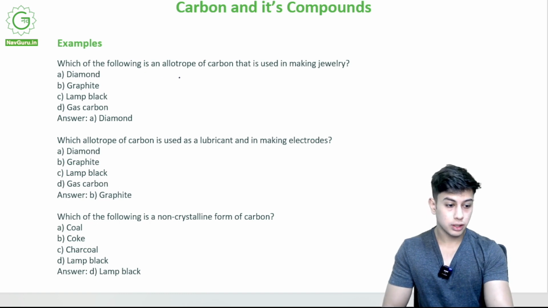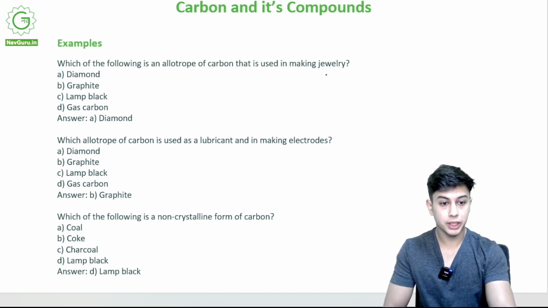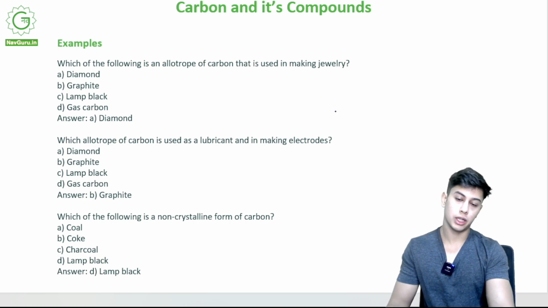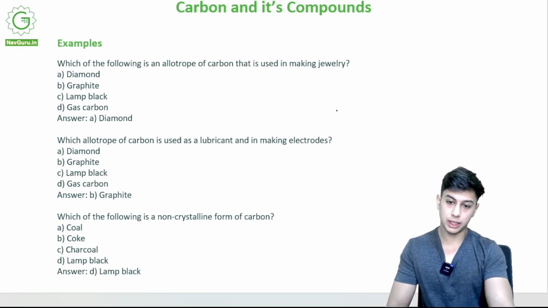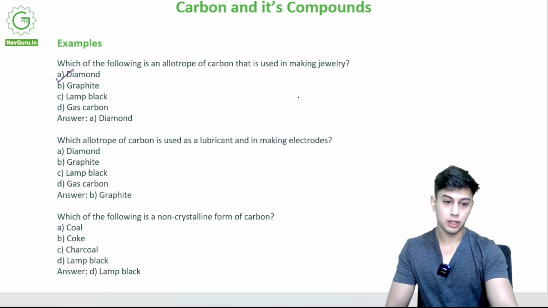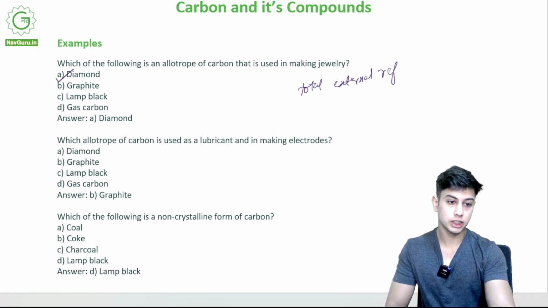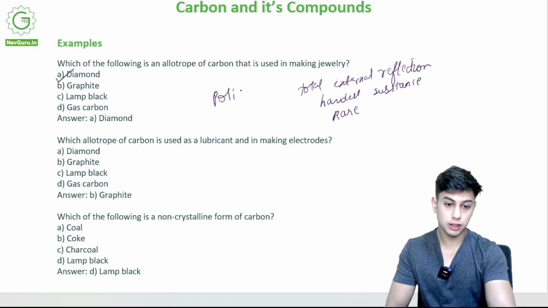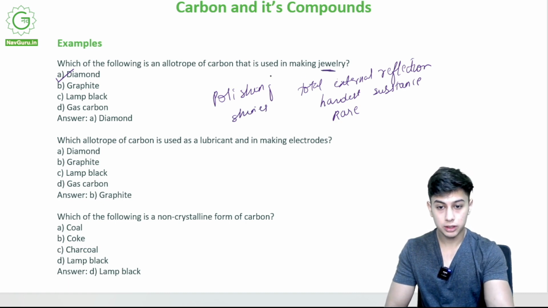Which of the following is an allotrope of carbon that is used in making jewelry? There is only one allotrope of carbon that is used in making jewelry, that is diamond. Why diamond? Because it has total internal reflection. It is the hardest substance on earth. It is very rare. It requires a lot of polishing, and after polishing it shines. It is used in jewelry. So diamond.